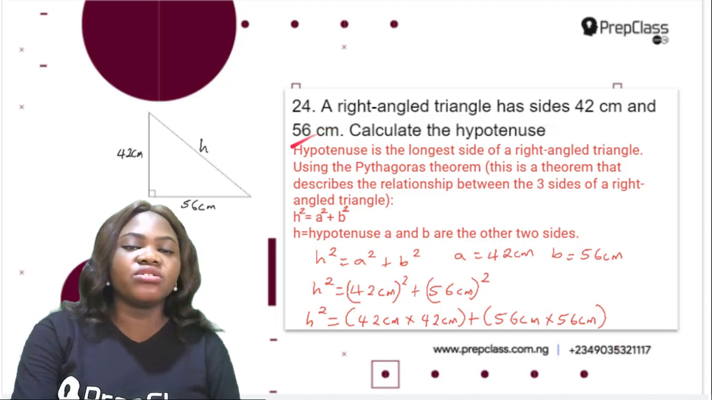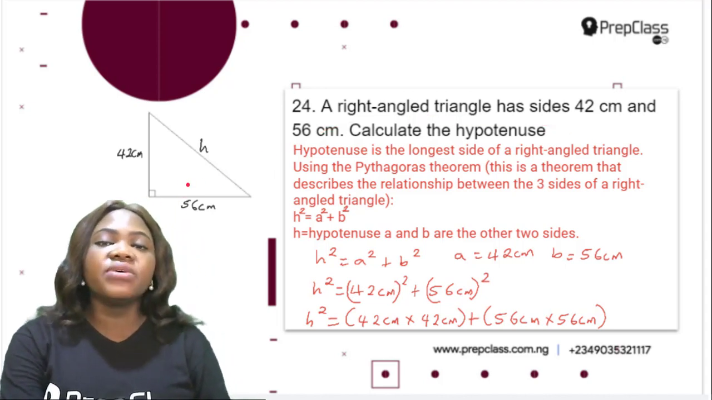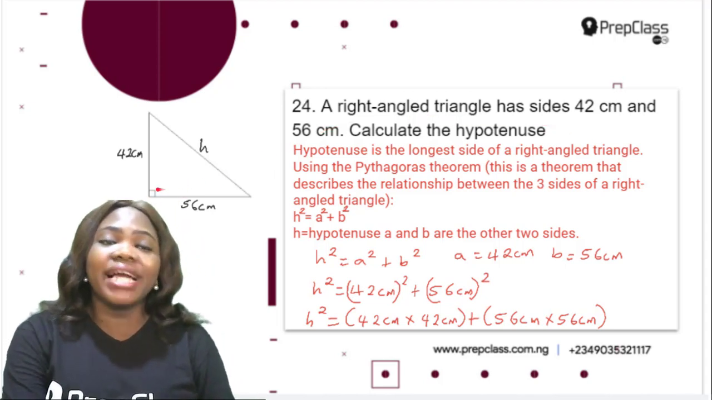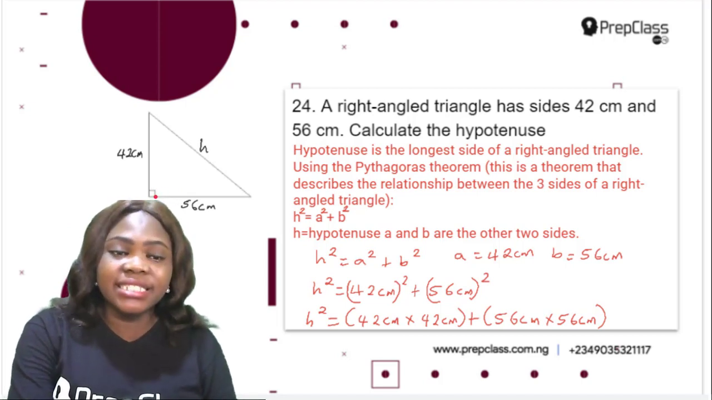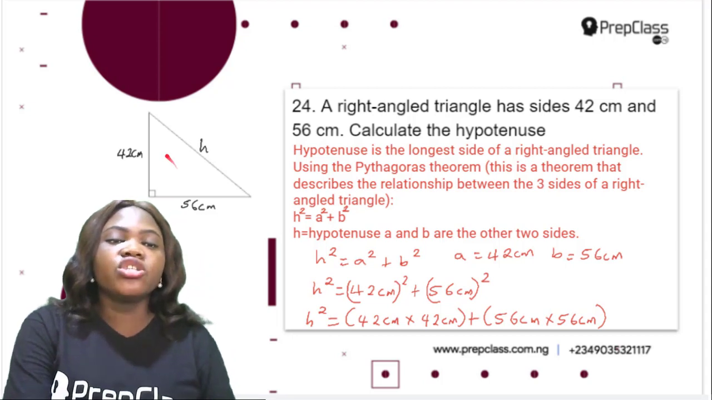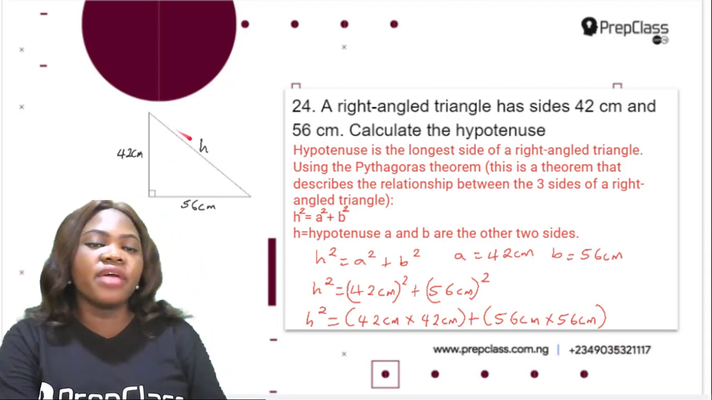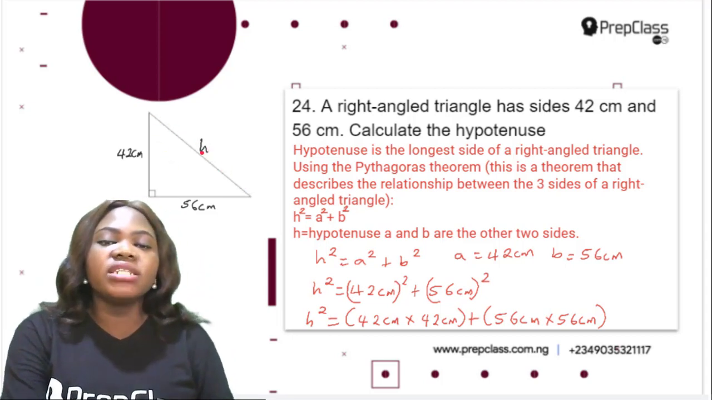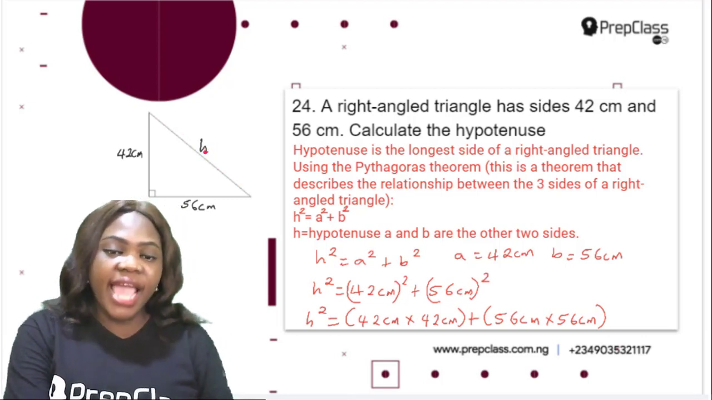So this is a right angle triangle. A right angle triangle is a triangle that has a right angle. That is, it has 90 degrees. So this is 90 degrees. This is a right angle triangle. So the longest side of a right angle triangle is called the hypotenuse, which is h.